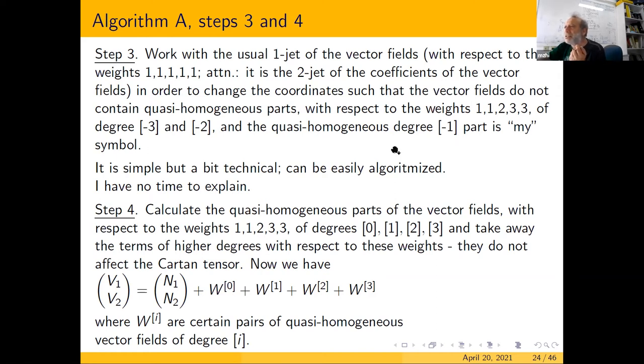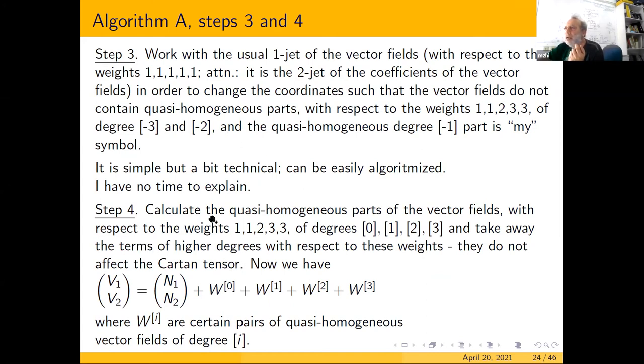No, well, I am insisting that it is my symbol, so you can try to do the job with another symbol, but I doubt you can do it well, as I explained. And what is here is possible due to Bilayish's theorem, and how to do it practically can be organized. It's a bit technical, I have no time today to explain, but if somebody is interested, I can show you how to do this.